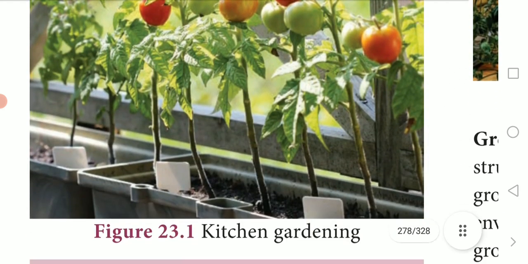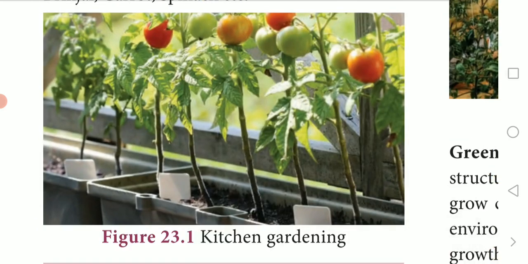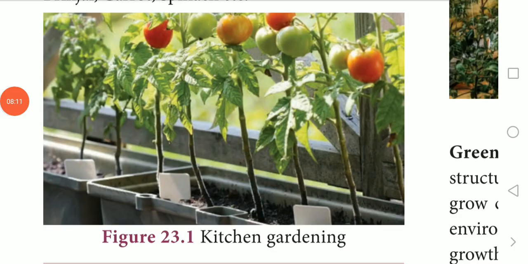This is what kitchen gardening is. Kitchen gardening is the growing of vegetables on a small scale at the household.